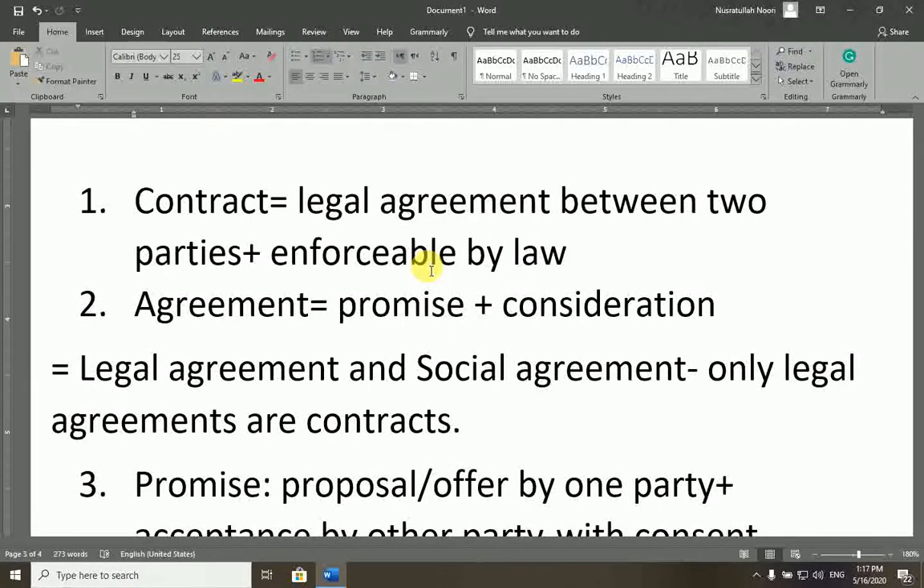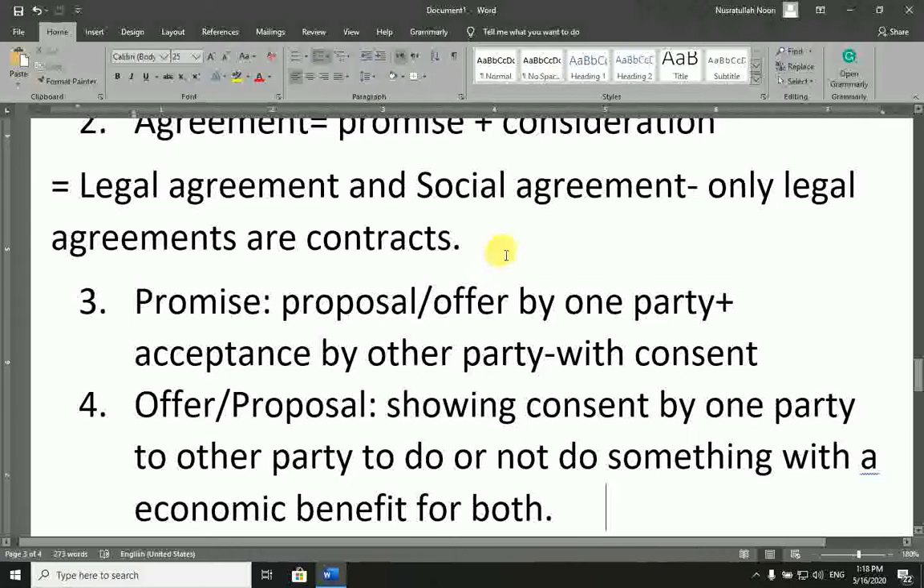Number 2 is agreement. Agreement is basically promise plus consideration. A promise, and this promise should have consideration, should have economic benefit for both of the parties. We will discuss promise later on. Let's talk about the agreement. Agreements are of two types: legal agreement or business agreement, and social agreement. Among these two, only legal agreements can be contracts. What is a legal agreement? A legal agreement is an agreement between two parties which creates legal obligations between them and which is enforceable by law. And a social agreement is an agreement between two parties which creates social obligations, and this social agreement is not enforceable by law. That's clear?